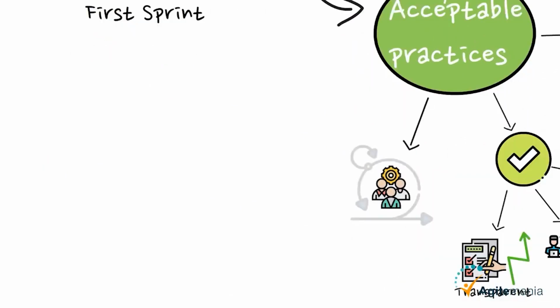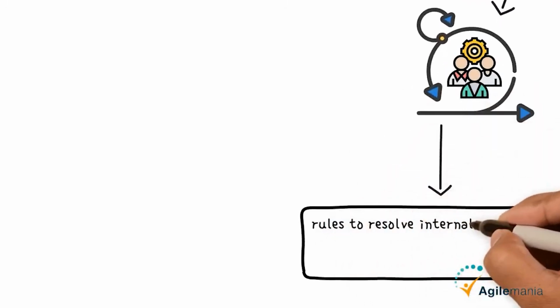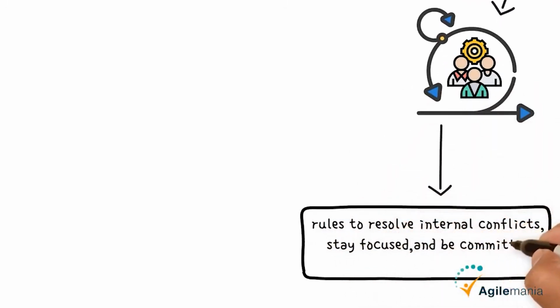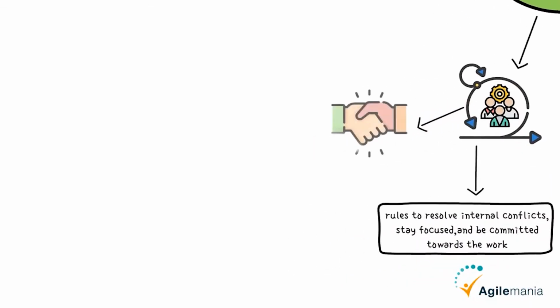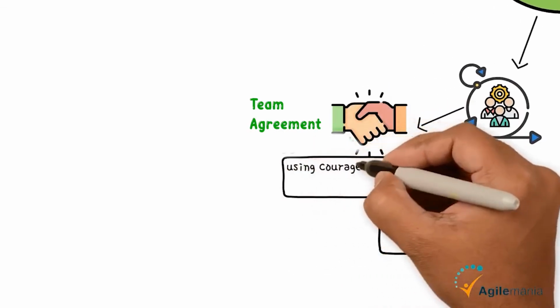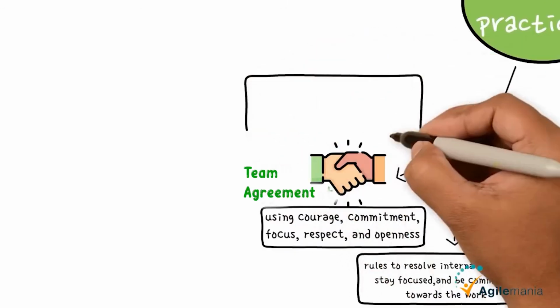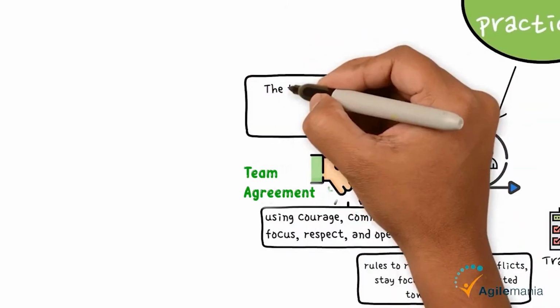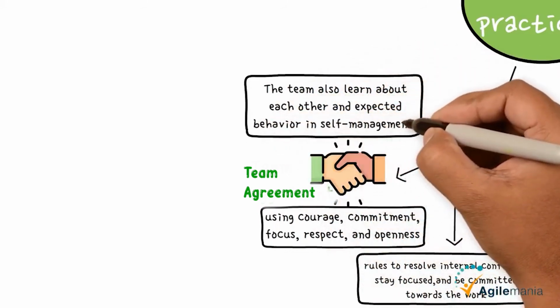Third is team agreement. A team is self-managed in Scrum, and self-management needs some rules to resolve internal conflicts, stay focused, and be committed towards the work. Scrum values become a great input to draft a team agreement using courage, commitment, focus, respect, and openness. While preparing the team agreement, a team also learns about each other and expected behavior in a self-managing team.